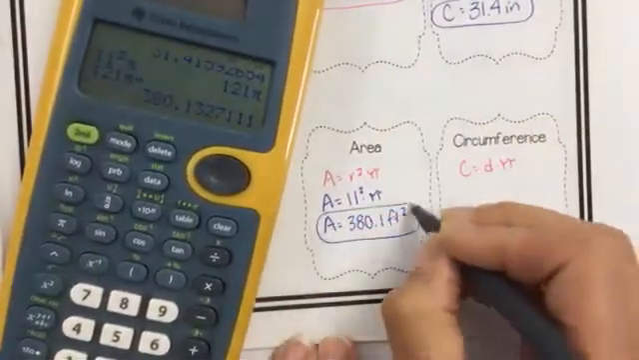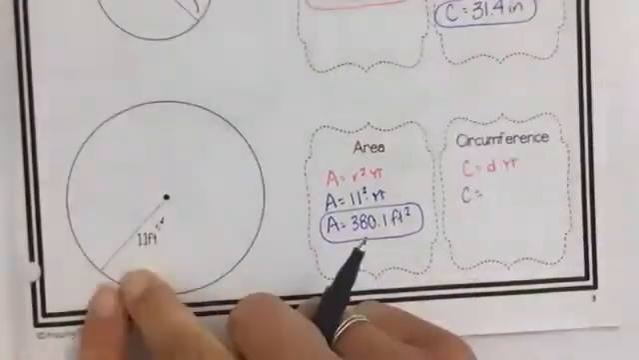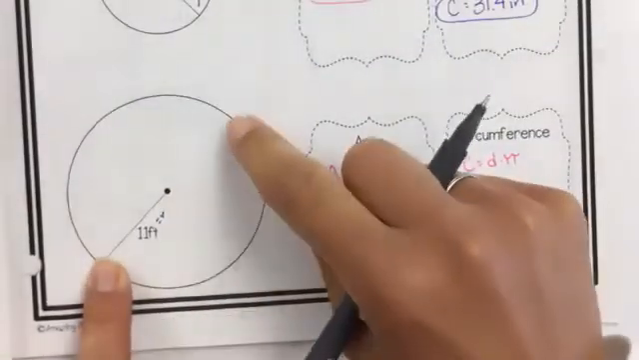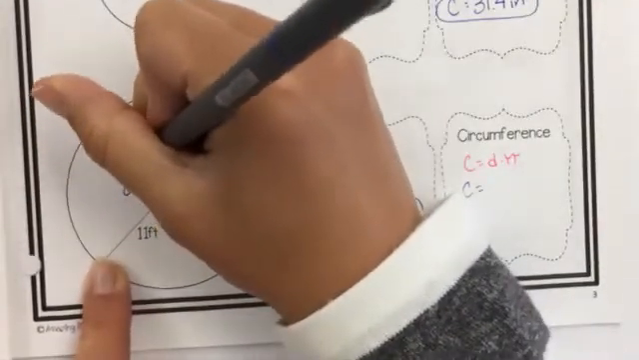Is that what you guys got? Good, perfect. Okay, so then if the radius is 11, what is my diameter? 22. That's right, diameter is all the way across, so that's 22.